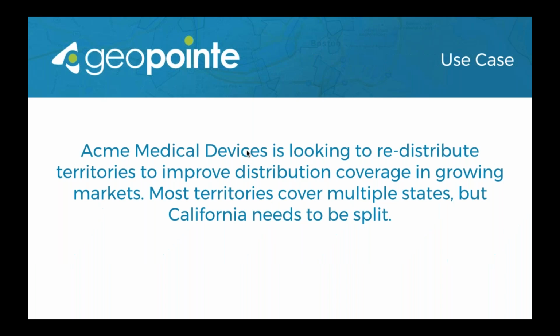So with that, let's jump into our use case. Here's what we're going to try today. Acme Medical Devices is looking to redistribute territories to improve distribution coverage in growing markets. Most territories cover multiple states, but California needs to be split.